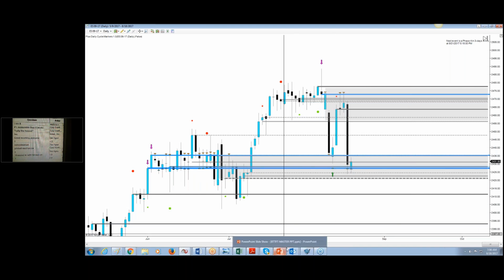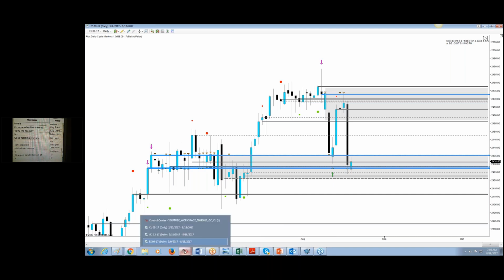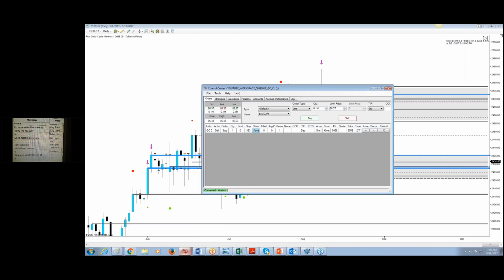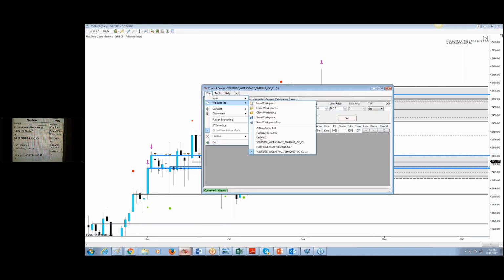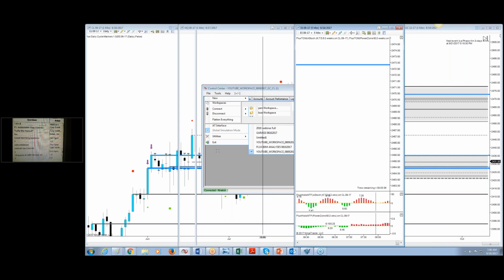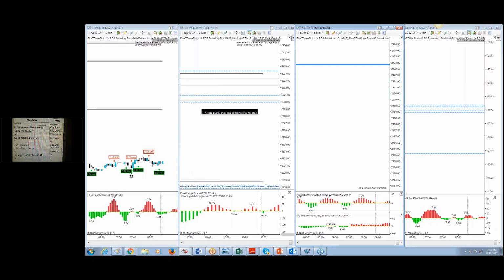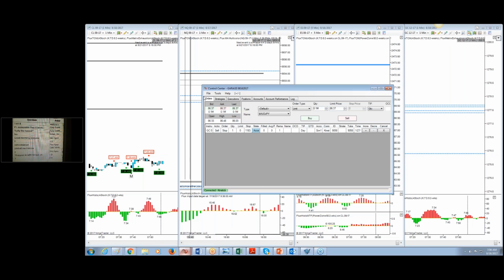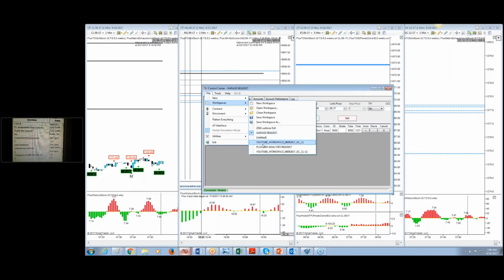So we've done analyses of the ES in the past, and I want to see if I can find it here so we don't have to start from scratch. That's our futures workspace. I want the 60-minute workspace. Yep, here we go.